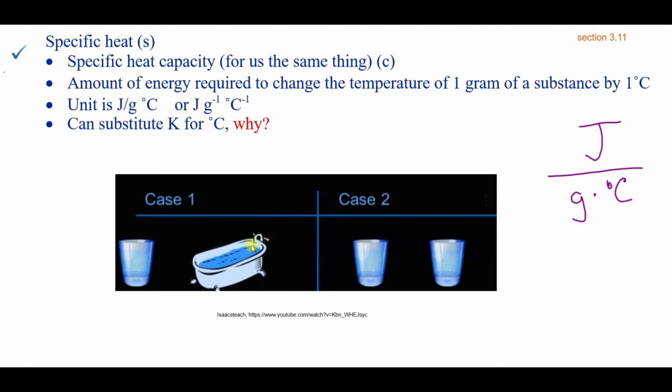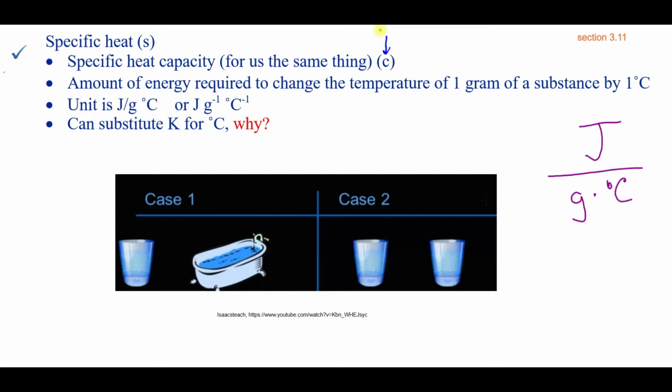Let's take a look at specific heat. Specific heat, or specific heat capacity, and we tend to use this abbreviation, the C, although the S is sometimes used. Its definition is how much energy does it take to change the temperature of 1 gram of a substance by 1 degree Celsius.